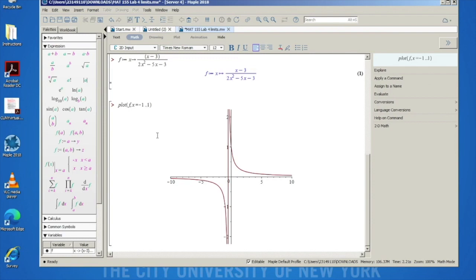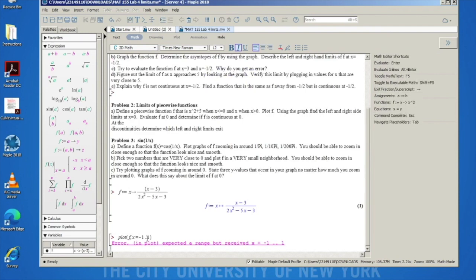This is all from lab number 2. We know that we can do this. And I received an error.